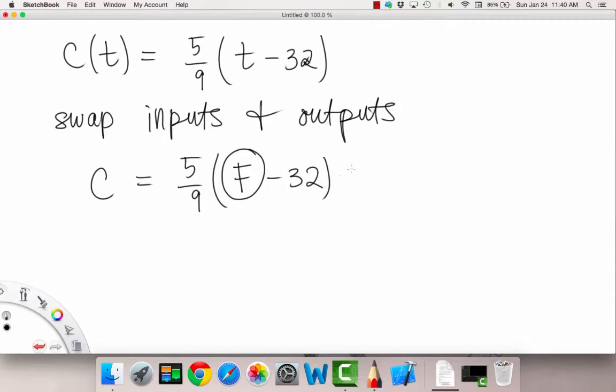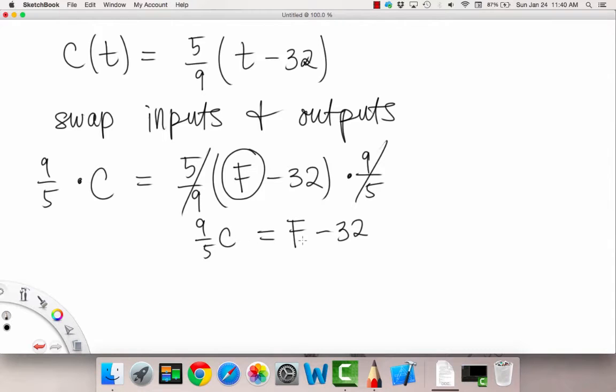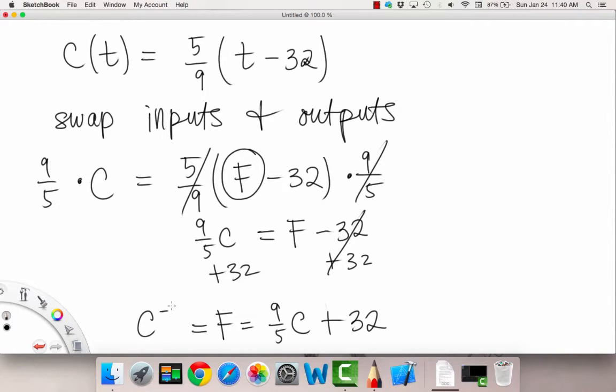Okay, so the first step to doing that is multiplying by 9 over 5 on both sides to cancel out that fraction here, right? So these cancel out, and we get f minus 32 is now equal to, on the left side, 9 over 5 times c. And the last thing we have to do is add the 32, and we get f is equal to 9 over 5 c plus 32. And that's it. That's pretty much all we had to do to get our inverse function. So f now is equal to the inverse of c, or c inverse. Okay? And that would be it.